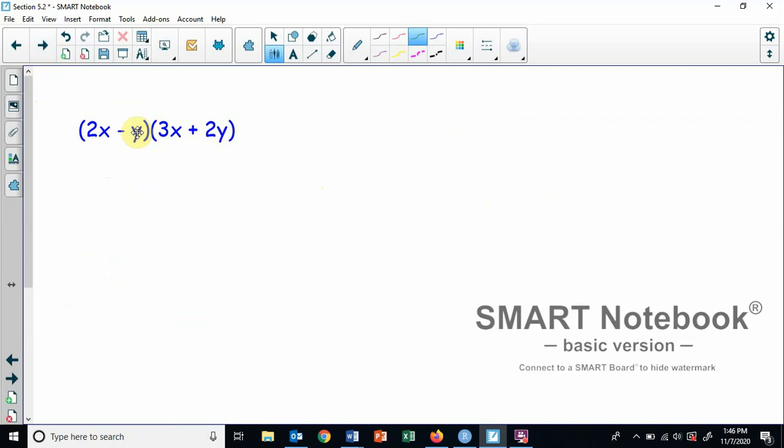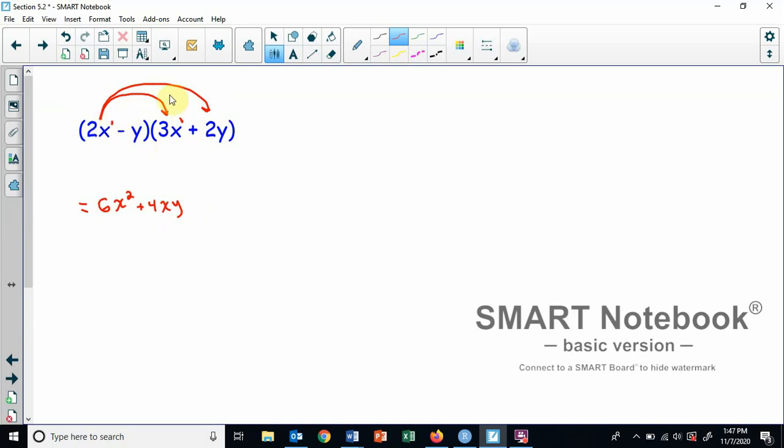Let's do another one. Notice I can throw more letters in there. This doesn't make it any more difficult, though. It's still the same process. 2x is going to be distributed to everybody. So 2x times 3x makes for 6x squared. If you don't know where I'm getting x squared from, it's exponent rules. X to the first times x to the first. Remember, you add exponents. 2x times 2y. Now, 2 and 2 will give us a positive 4. X and y are not like bases, so they just come along for the ride. 4xy.